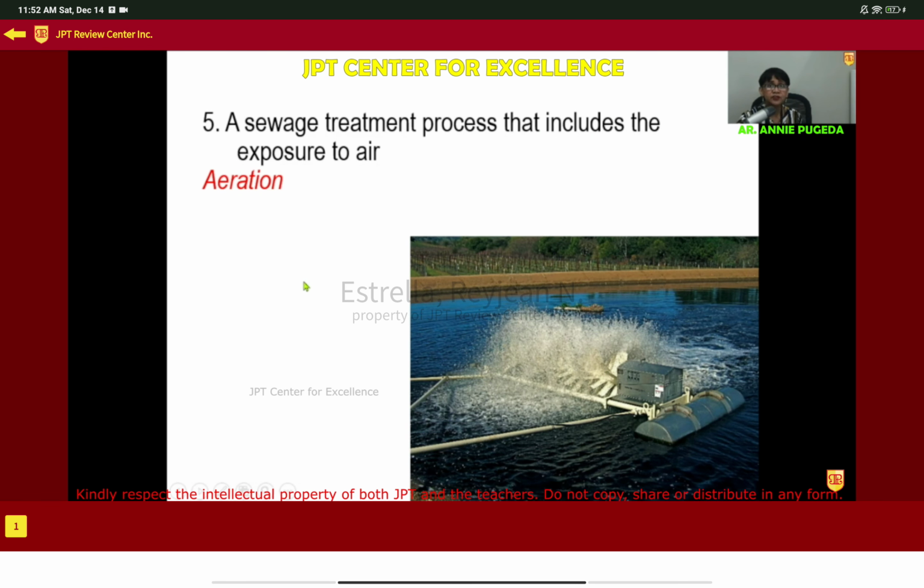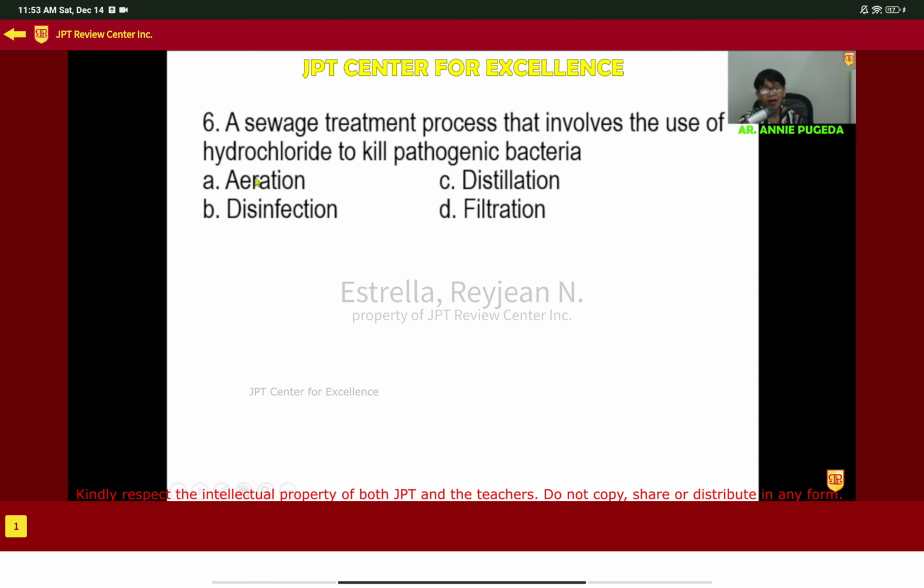Sewage treatment process that includes exposure to air and aeration. Kita nyo, ine-aerate. So sa mga golf course, kung nakikita nyo, parang may fountain. Yung mga lagoon na yun, man-made. Pag natapon doon yung bola, talo ka na sa golf. I-aerate na ganun. Kasi pag stagnant, nagiging breeding place ng mga insects, ng mga lamok. So kailangan i-aerate nila para mag-move yung water at the same time, ma-cleanse, matanggal yung solid. Clear? So that's aeration. A sewage treatment process that involves the use of hydrochloride, chlorine, to kill pathogenic bacteria. See? Disinfection.